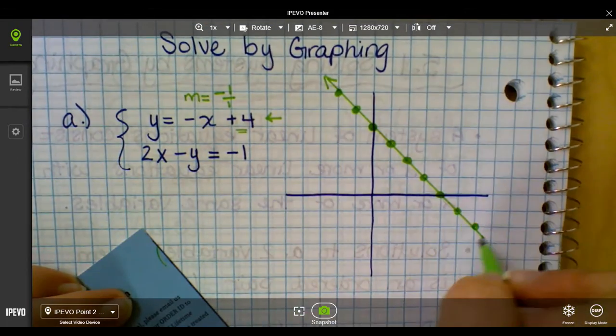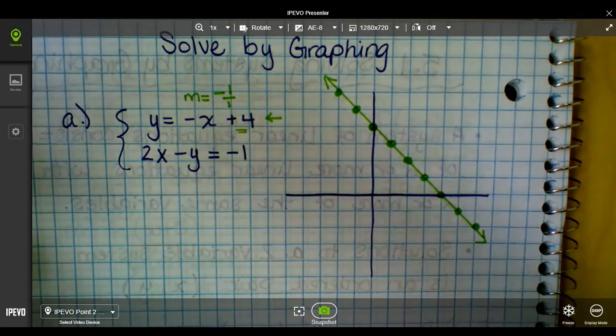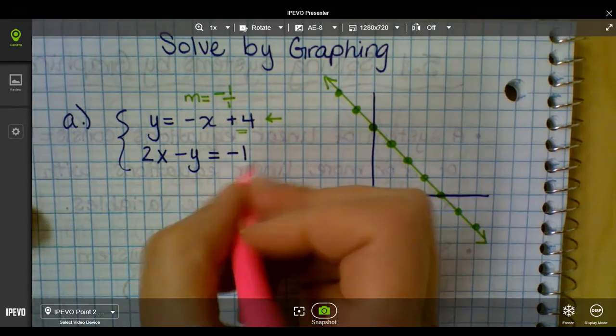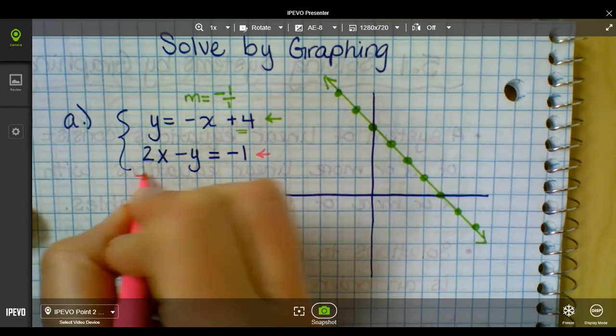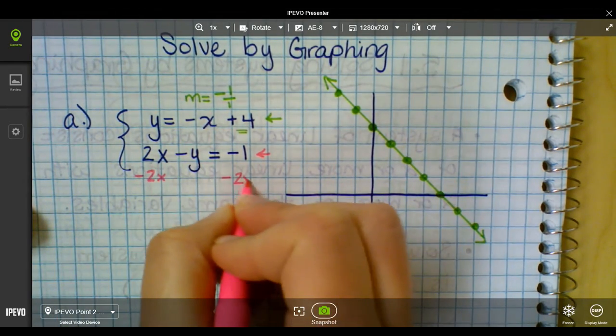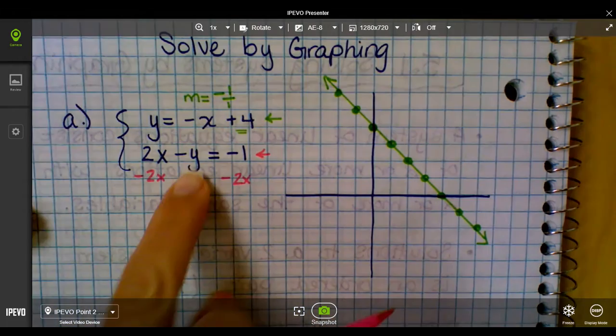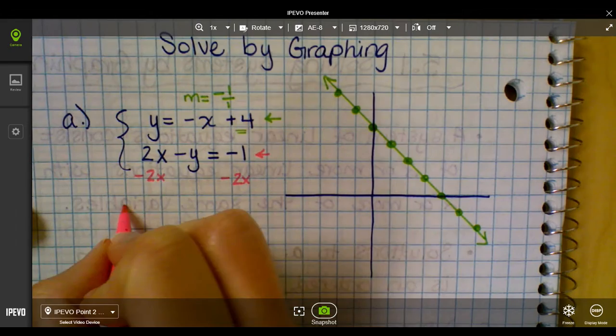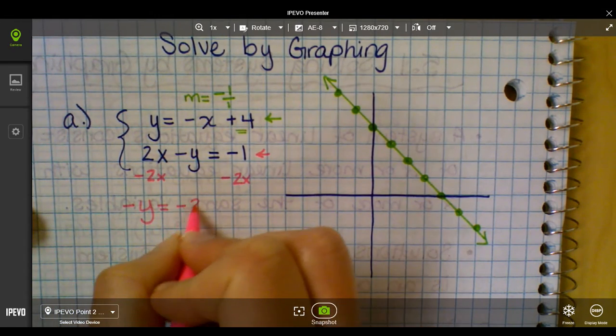So this is my first line. But then over here, my second line is not in slope-intercept form. So I have to put this into y equals mx plus b. So I'm going to subtract the 2x. You guys should be really good at this over here. Make sure when you're subtracting that 2x, this y is still negative. If you don't pay attention to that, you're going to get this problem wrong.